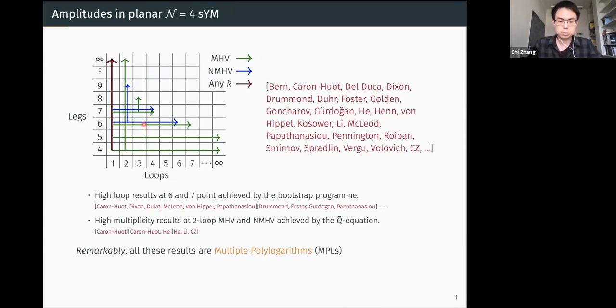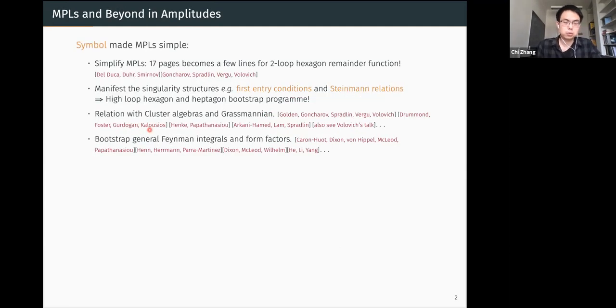On the other hand, this is one reason why these amplitudes are more accessible. The polylogs are equipped with a very powerful tool, the symbol, and the symbol makes a lot of things easier. First of all, the symbol trivializes the functional equations of polylogs, such that we can use it to simplify the final result. A well-known example is the dramatic simplification of the 2-loop hexagon remainder function.